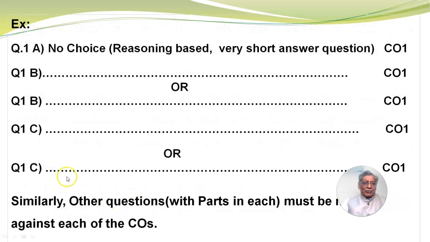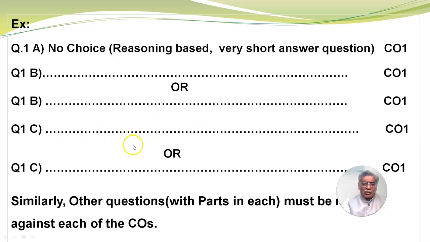For example, question 1, that is part A, no choice, part A, very short answer question, reasoning based, mapped with CO1. Question 1B, mapped with CO1, or a choice is given here in question 1B, or according to the choice, either of the questions can be answered. Both are mapped with CO1. Question 1C, mapped with CO1.